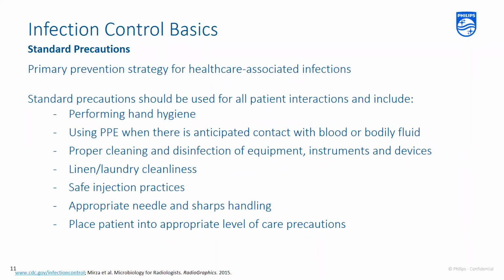Standard precautions were developed in 2007 by the Centers for Disease Control and Prevention and include what may be familiar to us as universal precautions. These simple mitigation efforts serve as a primary way to prevent healthcare-associated infections. Standard precautions apply to all patient interactions and include performing proper hand hygiene, using PPE where there is anticipated contact with blood or bodily fluids, proper cleaning and disinfection of equipment, linen and laundry cleanliness, safe injection practices, appropriate sharps handling, and placing patients into appropriate levels of advanced precautions if warranted.